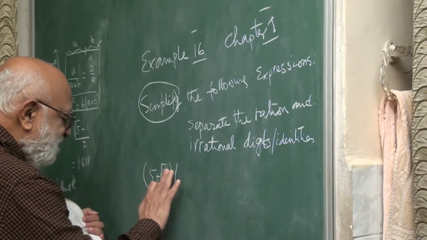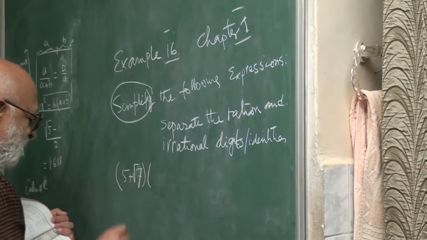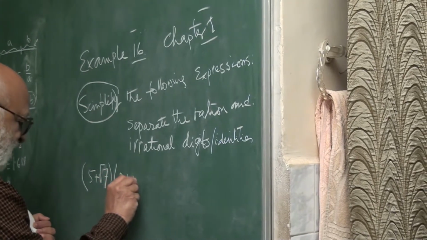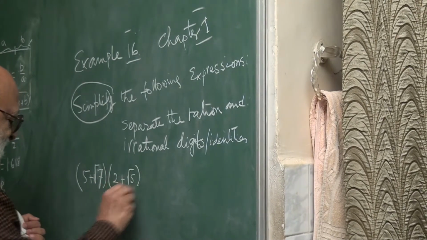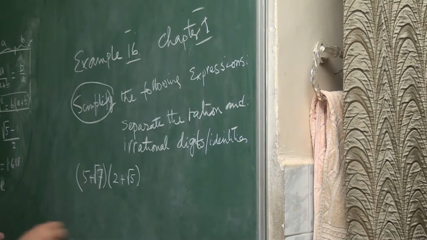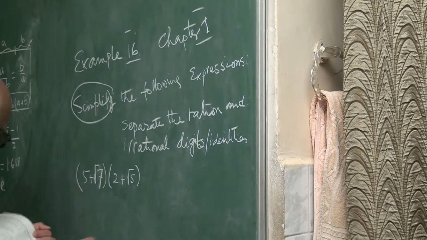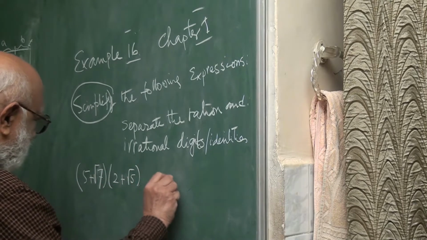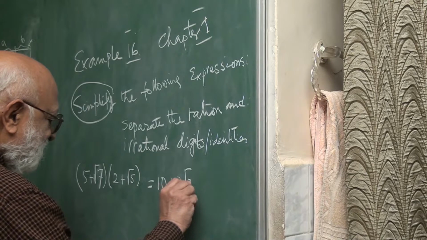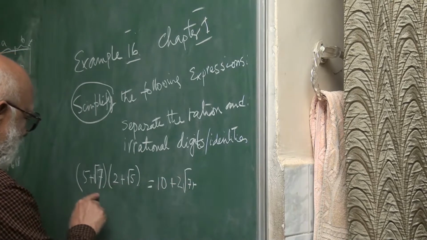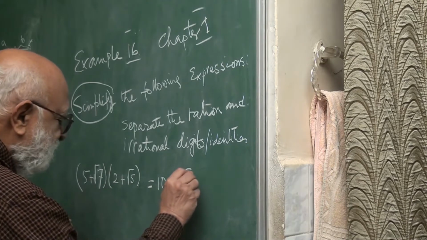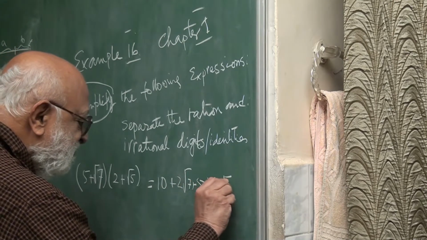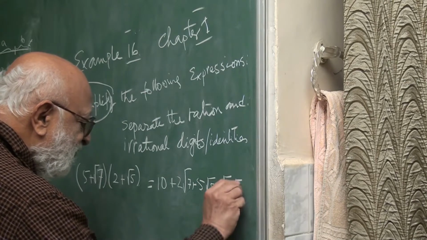2 plus root 5. So be careful when you do it. I have to multiply the way it is multiplied before. First take 2, that gives you 10 plus 2 root 7. Then you multiply by root 5, that gives you 5 root 5 plus root 7 into root 5.